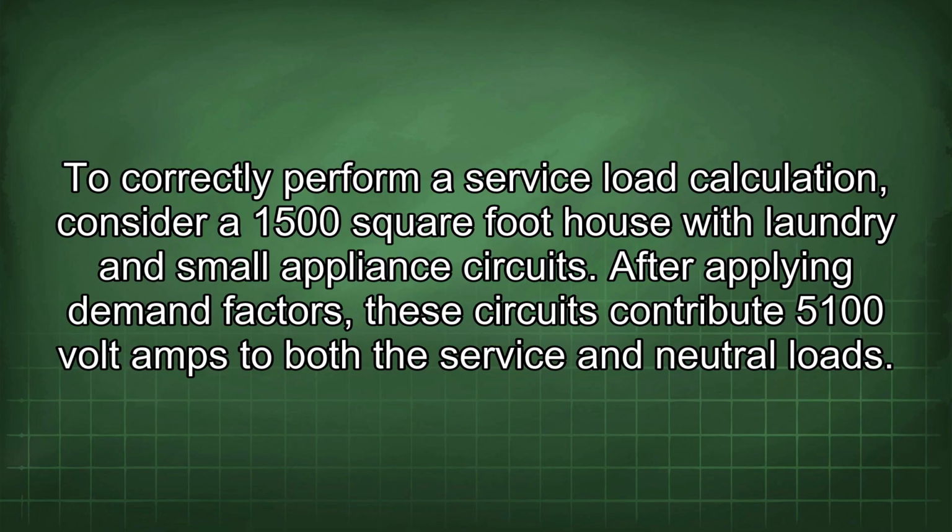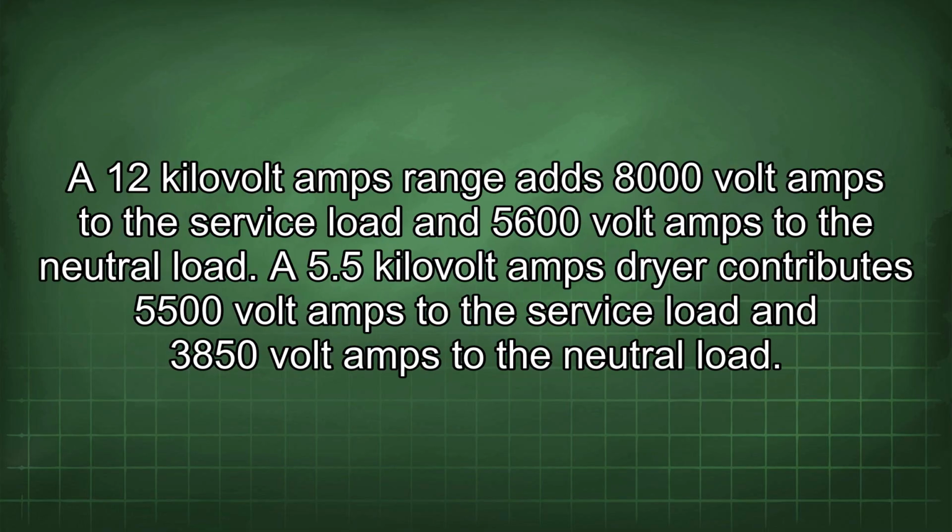To correctly perform a service load calculation, consider a 1500 square foot house with laundry and small appliance circuits. After applying demand factors, these circuits contribute 5,100 volt amps to both the service and neutral loads. A 12 kilovolt amps range adds 8,000 volt amps to the service load and 5,600 volt amps to the neutral load. A 5.5 kilovolt amps dryer contributes 5,500 volt amps to the service load and 3,850 volt amps to the neutral load.